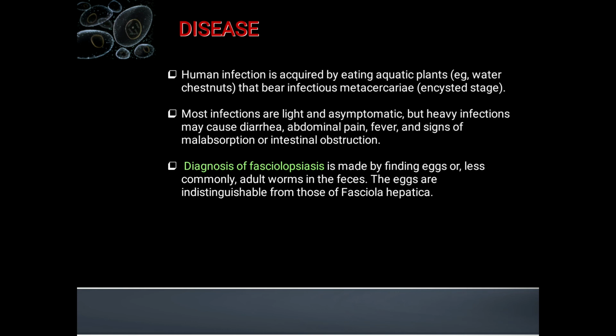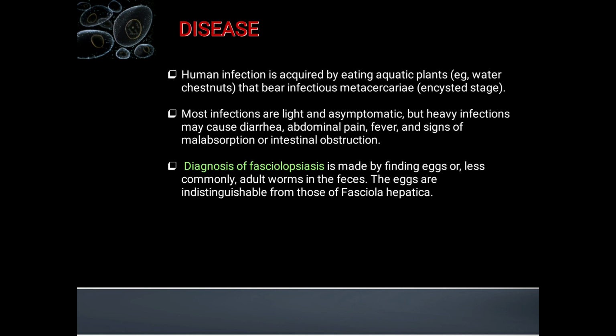Most infections are light and asymptomatic. Asymptomatic because the development of the organism in the host takes a long time, so it is not easily detected. But heavy infections may cause diarrhea, abdominal pain, fever, and signs of malabsorption or intestinal obstruction.